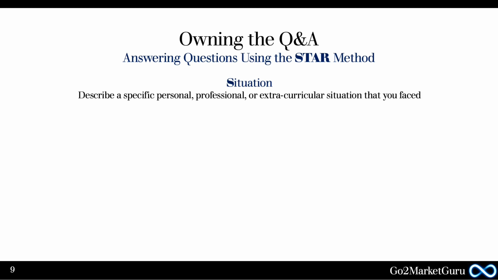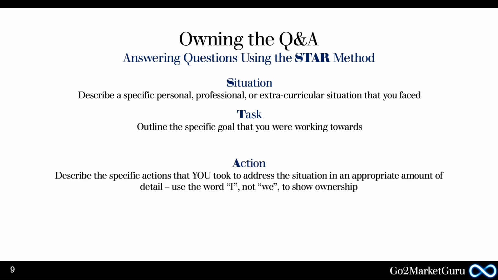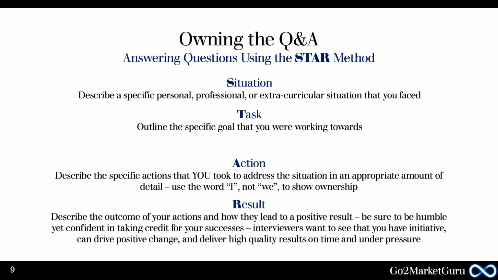So you'll want to describe a specific personal, professional, or extracurricular situation that you faced. The T stands for task. Outline the specific goal that you were working towards in that situation. A stands for action. Describe the specific actions that you took to address the situation in an appropriate amount of detail. Use the word I, not we, to show ownership. And lastly, R, result. Describe the outcome of your actions and how they led to a positive result.